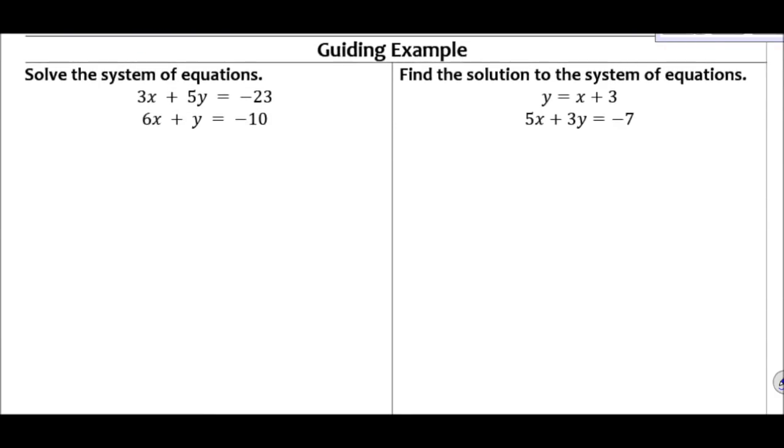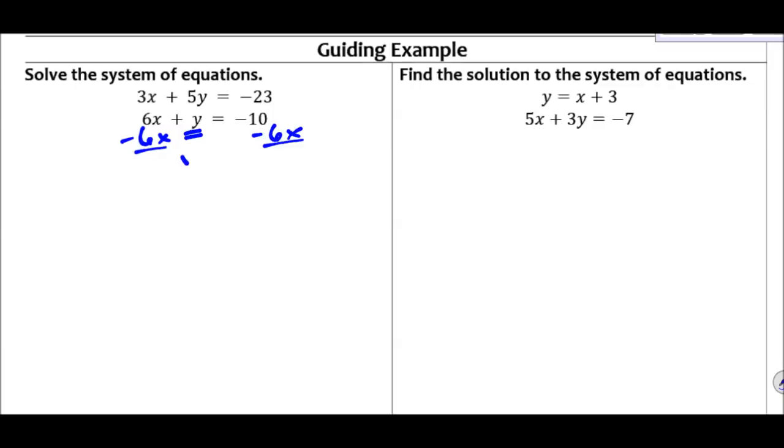Alright, so I'm looking at that first problem and I'm trying to decide what is the easiest variable to solve for. In my first equation I have coefficients, a 3 and a 5 attached to my variables. That means it's going to take an extra step to solve for those, because I'm going to have to divide that coefficient away. So instead I'm going to use the second equation, and I'm going to solve for y. It's already by itself, so I'm not going to need to divide anything. I'm just going to need to subtract the 6x from both sides to get it onto the other side.